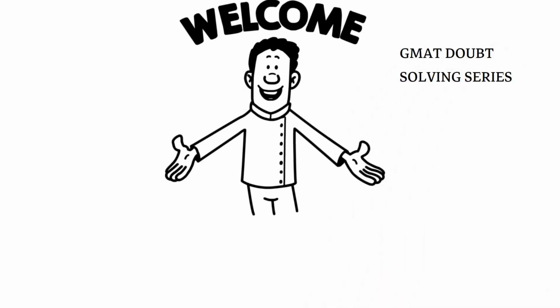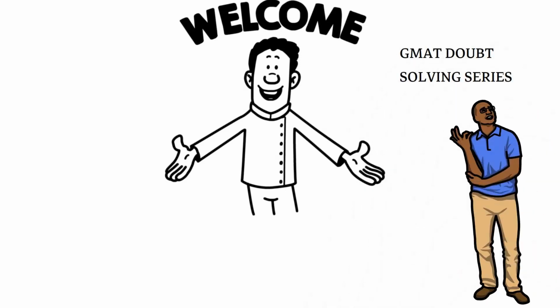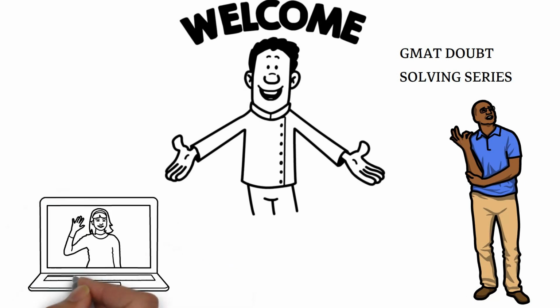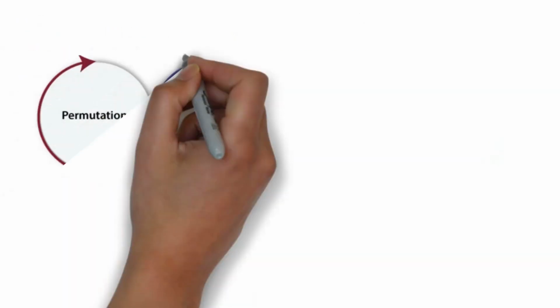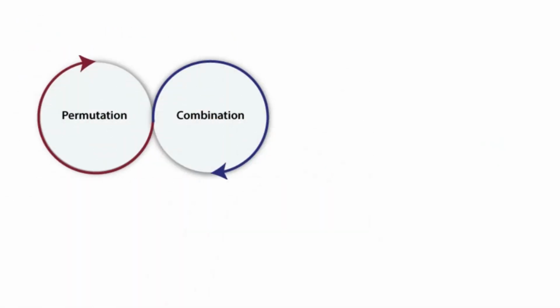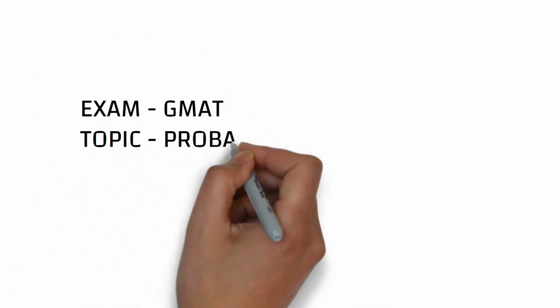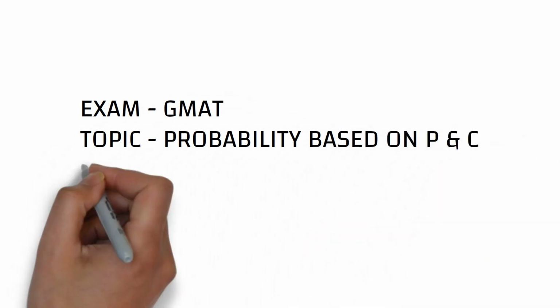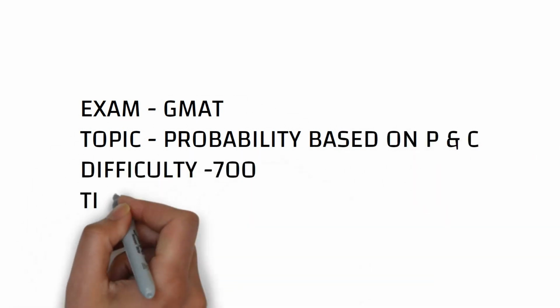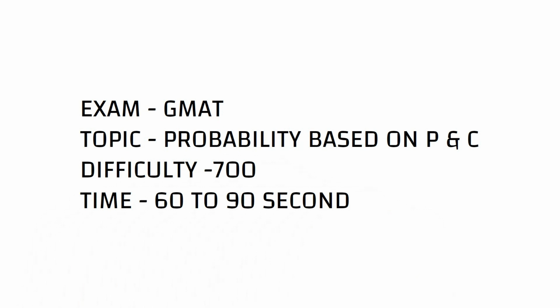So this question is asked by an online student. This question is from permutation and combination, or more precisely, it's an application of permutation and combination. This type of question we can place somewhere on the scale of 700 to 720. The average time of doing this question is roughly 1 to 1.5 minutes.